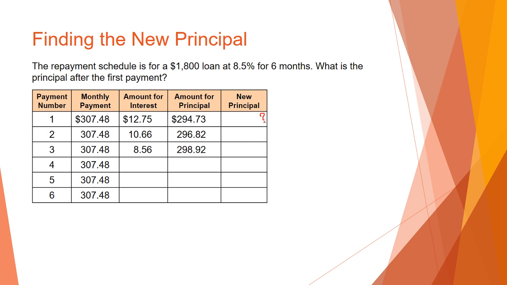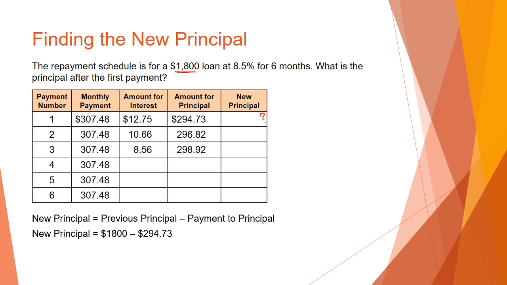So we're looking for this box right here, right? So notice, New principal is equal to previous minus the payment to principal. Because we're looking at the first payment, the previous principal is going to be how much you owe at the beginning, which is the $1,800, minus the payment to principal, which is $294.73. Do not write this number, even though that is how much you paid. That is not the right number. That number has to be splitting the interest with the amount. So you always have to write the amount for principal, how much actually went towards what you owe.